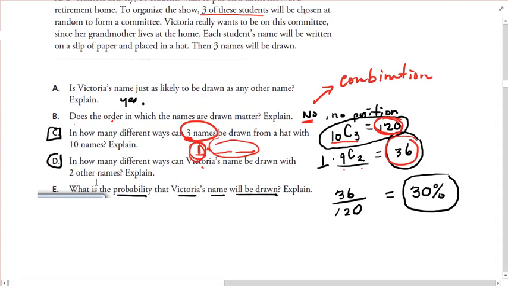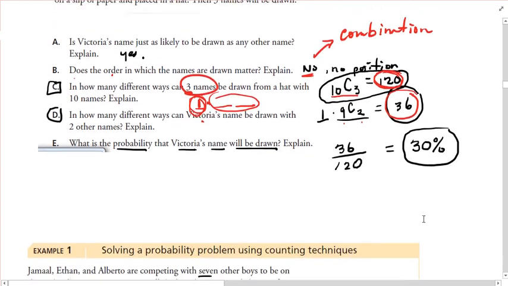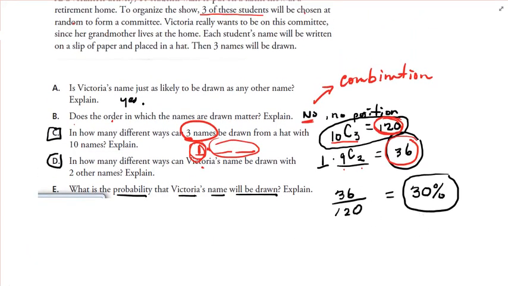So what is the probability that Victoria's name will be drawn? What we have to do here is take into account how many groups of 3 have Victoria in them, and that's what we found out in D. The total would be just 10 choose 3, right? That's the total, and then this is the number that has Victoria in it. So we have 36 out of 120, or exactly 30%.